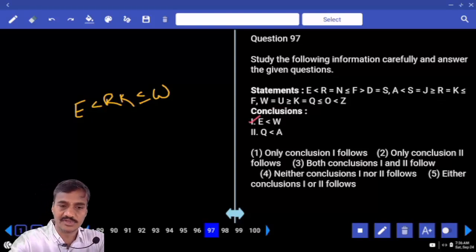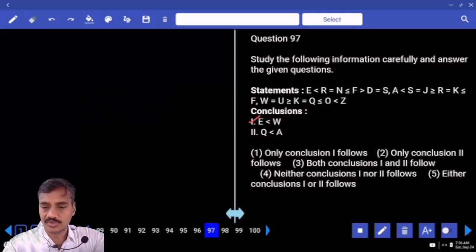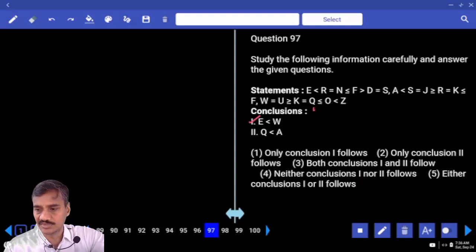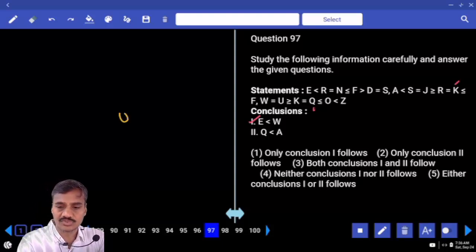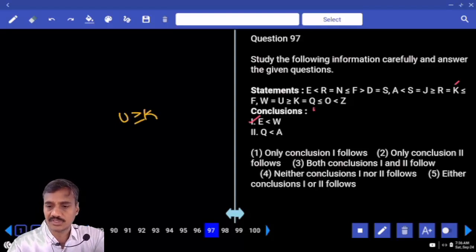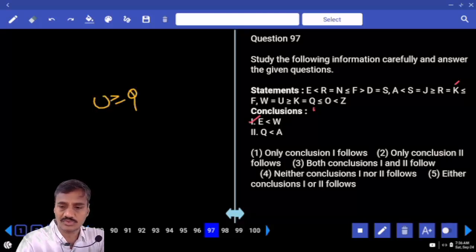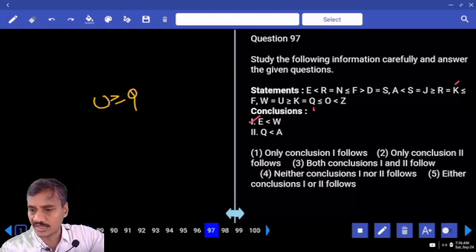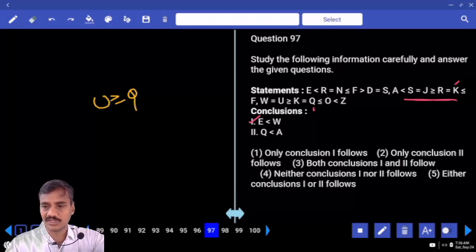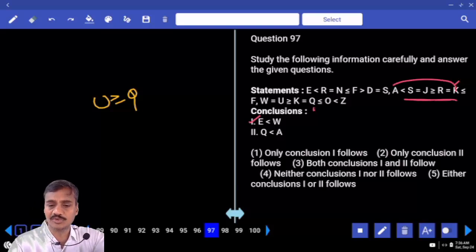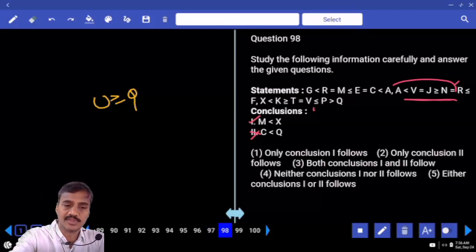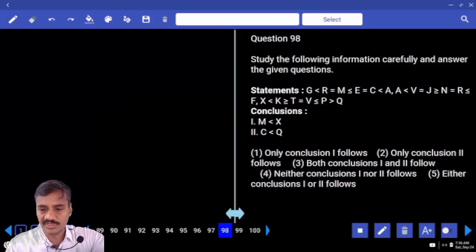Then coming to the second one here, Q and A. Now Q is here and A is here. Which element is common here? K is common here, U greater than or equals to K, isn't it? And Q is needed, and that means U greater than or equals to Q. U greater than or equals to Q, and at the same time A and K. A lesser than K. Between A and K, two opposite symbols, no relation. And so what is your answer? Only 197. Then next 98, the relation between M and X.